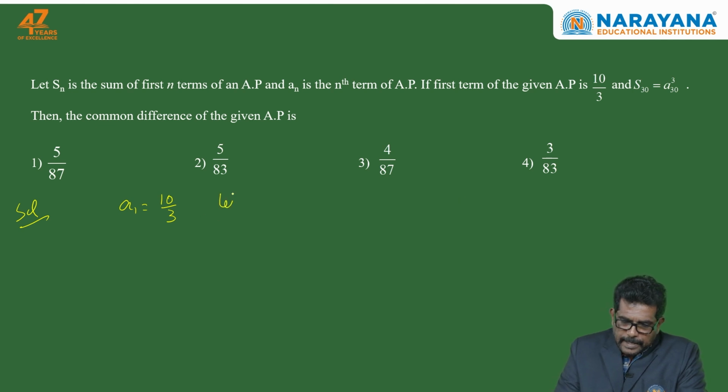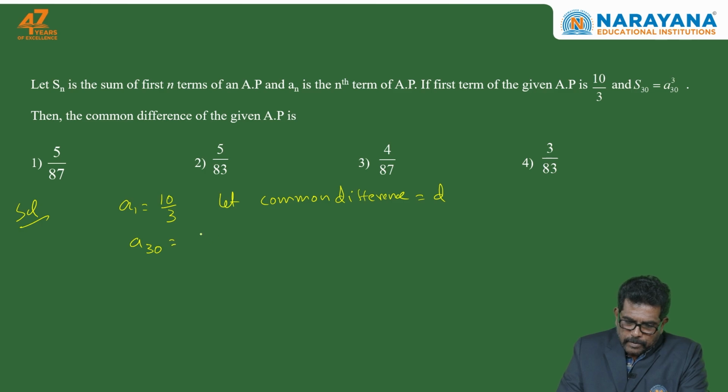Suppose I consider the common difference as D. Then A30, we know, is equal to the first term 10 by 3 plus n minus 1 into D.